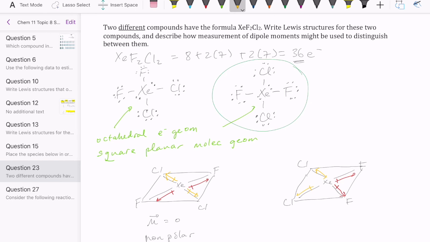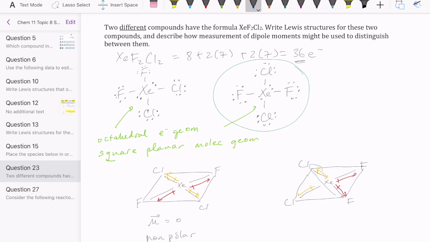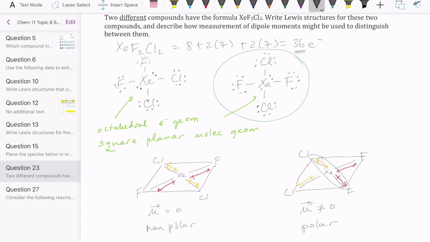But what happens is they don't cancel out, because the sum of these two is not going to be 0, because they're not the same type of bond vectors. The length is different because the difference in electronegativity between xenon and fluorine and xenon and chlorine are not identical. And as a result, if you add the bond vectors together, you're going to get a dipole moment that is not equal to 0, which means you're going to get a polar molecule. And so that's how we're going to be able to tell which molecule is which, because one molecule, which is the one here, is going to be nonpolar, and the second molecule, which is the one here, is going to be polar. Okay?